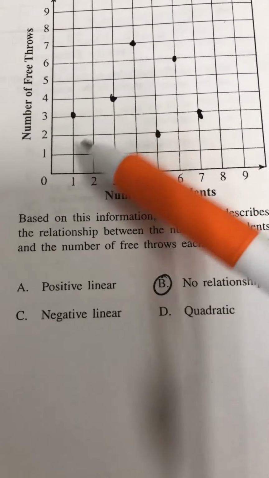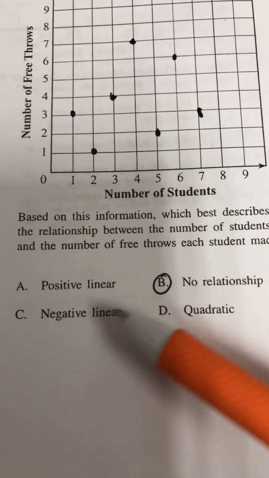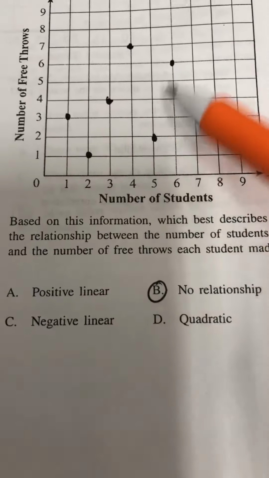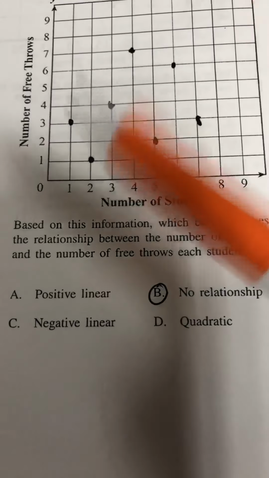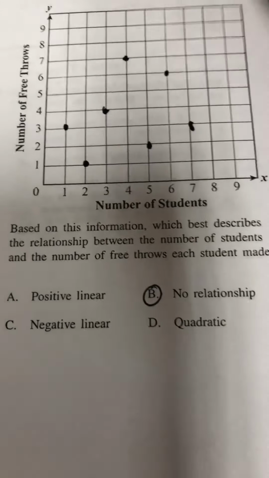A positive linear would be going up. A negative linear would be going down. A quadratic would be either U-shaped or N-shaped, and we don't have that. It's just kind of all over the place. There really is no correlation. And if you think about it, there wouldn't be.